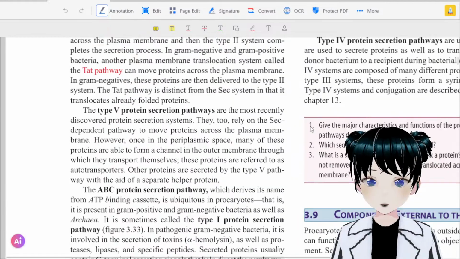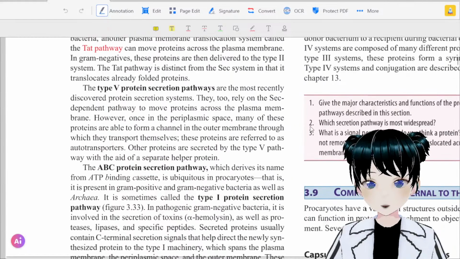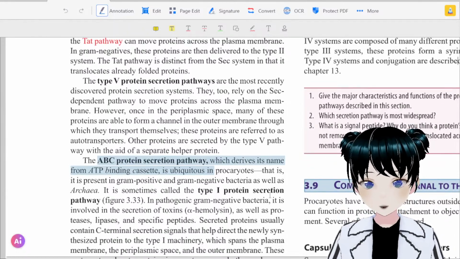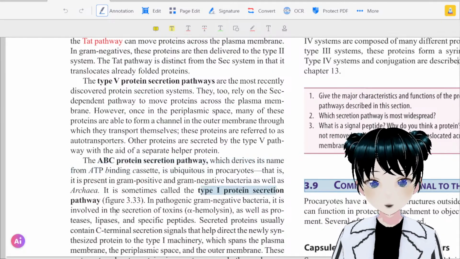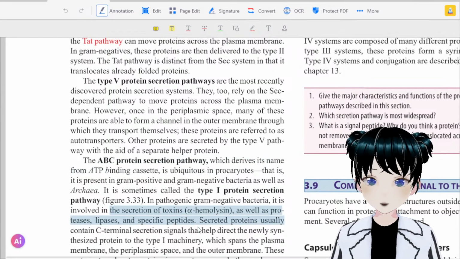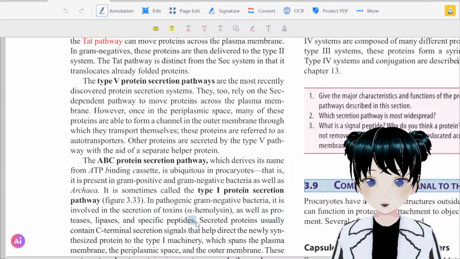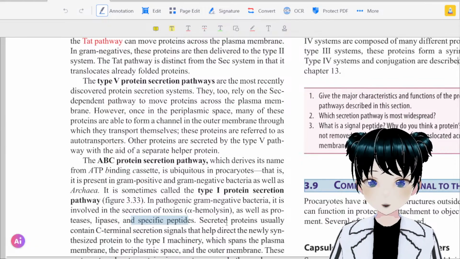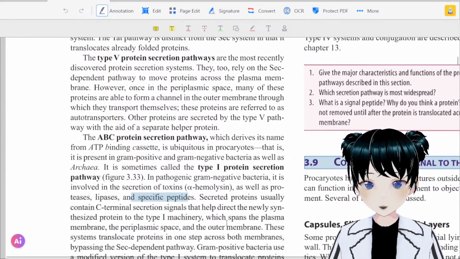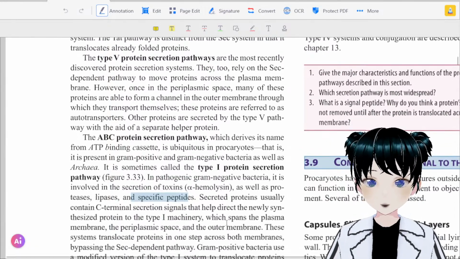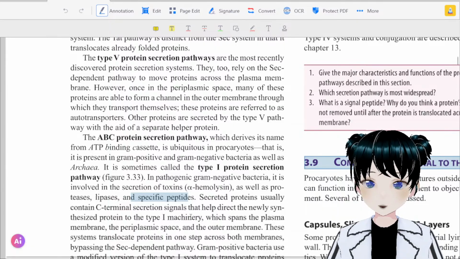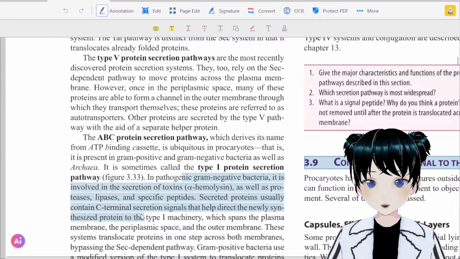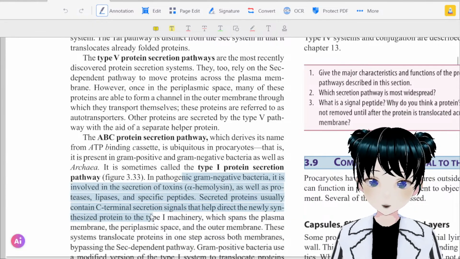Anyway, I will just wrap up with the main points. I don't want to read it and it just disappears anyway. The ABC protein secretion pathway, aka type 1 protein secretion pathway, helps in the secretion of toxins and a lot of other lipases, peptidases, and proteases. Now, secreted proteins usually contain C-terminal secretion signals. Like I said, in the SEC pathway it was the N-terminus, but it doesn't necessarily have to be. In type 1 it has C-terminal secretion signals.